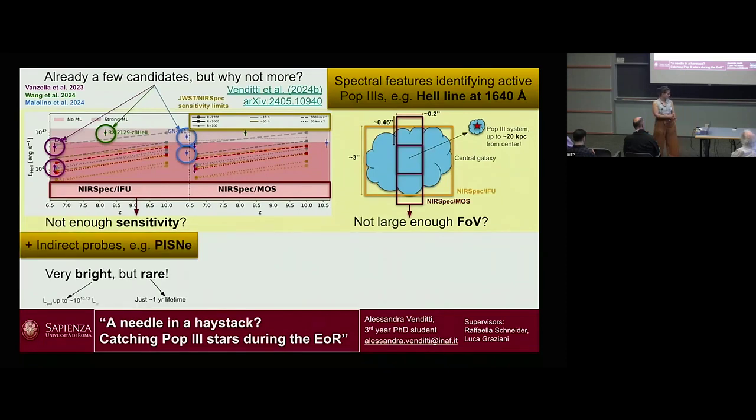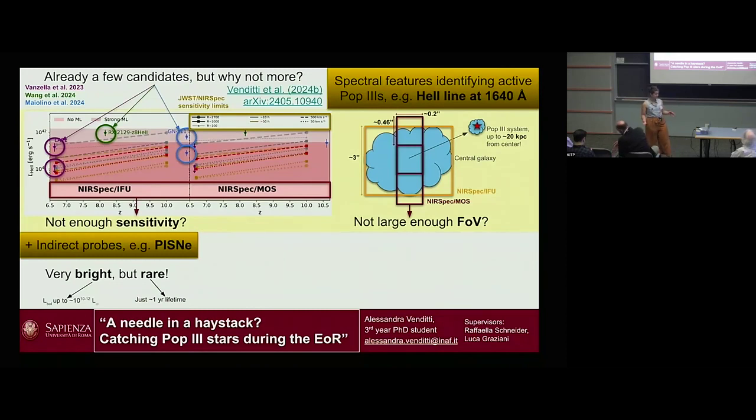And I also wanted to add some thoughts on another probe that I have been investigating. I have been investigating the possibility of looking for population 3 stars at the moment of their death as pair instability supernovae. These supernovae are very, very bright, and so they can be seen up to very high distances, which is, of course, interesting for us for looking for POP3 during the EOR.